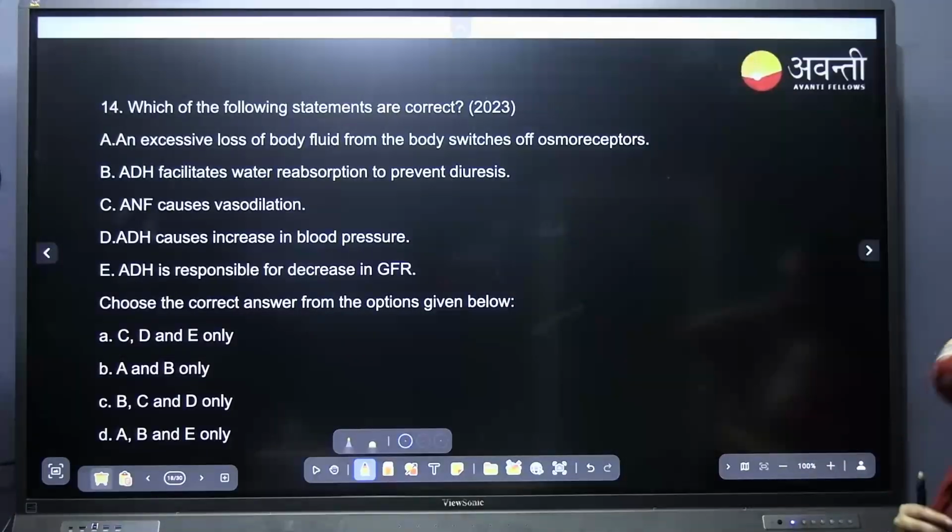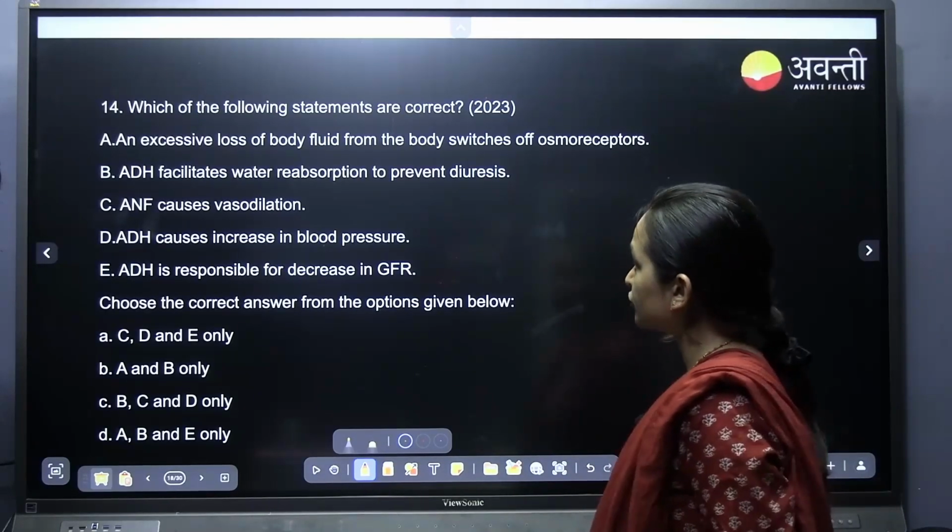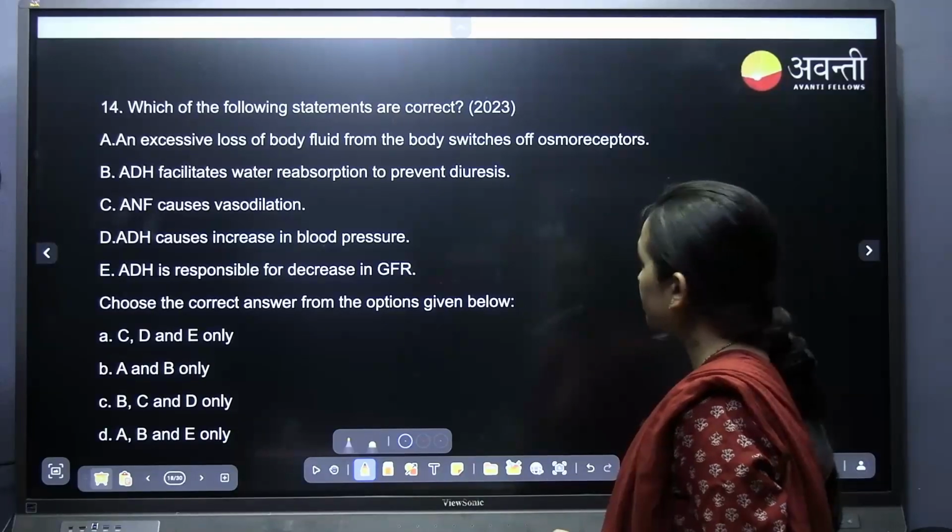Now try solving question number 14. Which of the following statements are correct? An excessive loss of body fluid from the body switches off.